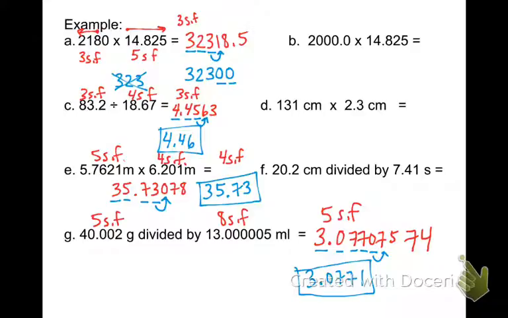I'm going to just go through the next ones kind of quickly. So we've got 5 sig figs here. We've got 5 sig figs here. So our answer comes out to be 29,650 is exactly what our answer is.